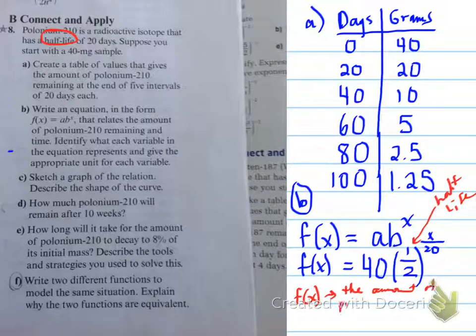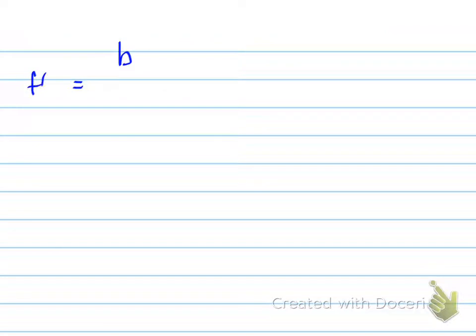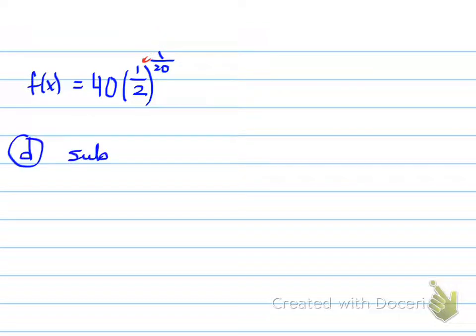So f of x is the amount of product left after x days. X is the number of days that have passed. X over 20 will determine the number of half-lives that have passed. So you have your equation, and you're asked the following. And don't forget that there's an x here.